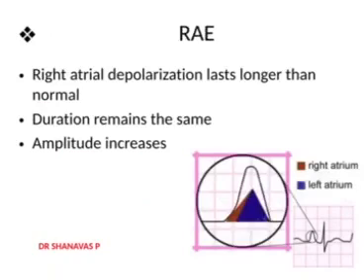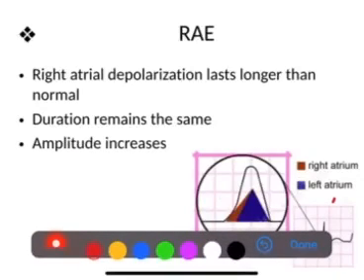The right atrium is larger than the normal right atrium. So what will happen? The depolarization wave has to travel more. So obviously the right atrial depolarization will last longer than normal. Clear? We are familiar with this triangle where the brownish part represents the right atrial depolarization and the violet part represents the left atrial depolarization. So normally how do they depolarize? This is the right atrial depolarization immediately followed by the left atrial depolarization.